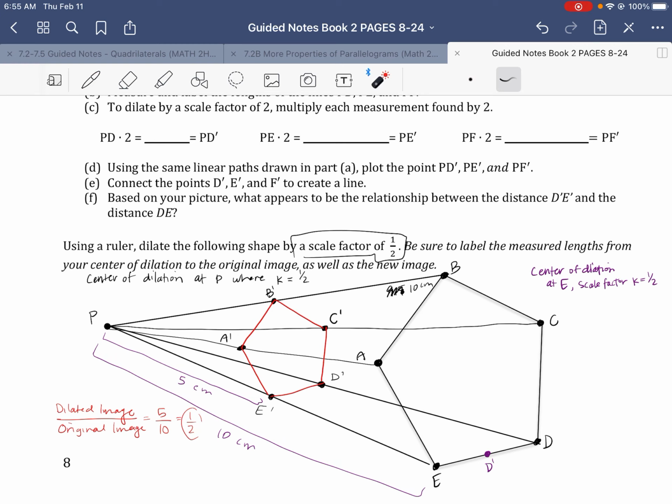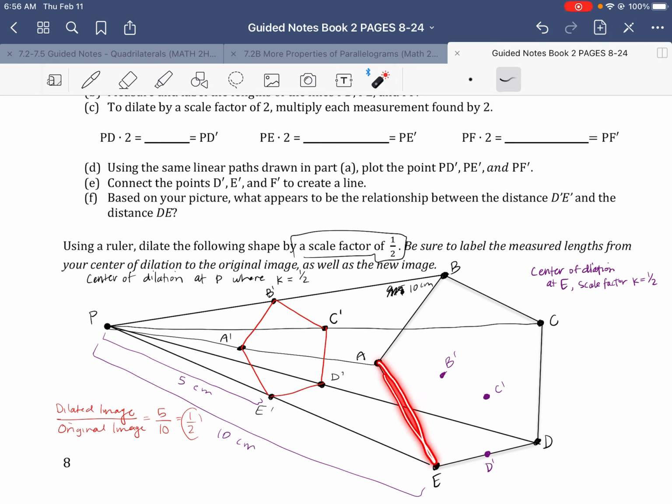Again, I would measure from E to C, so I would measure this distance to each vertice. That's 5 centimeters for me, so at 2.5 I would go ahead and put C prime. Then I measure from E to B, and again you can pause this video if you need to do your own measurements. That for me is at 5.5, so I'm going to go 2.35. There's B prime. And then again, I measure A to E, so that's my last one.